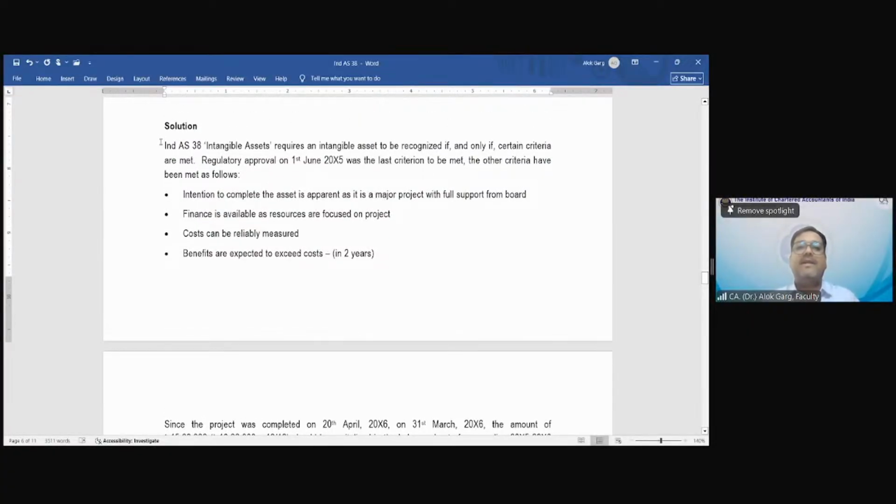Ind AS 38 requires an intangible asset to be recognized if and only if certain criteria are met. Regulatory approval on 1st June was the last criteria to be met. The other criteria have been met as follows. Intention to complete the asset is apparent as it is a major project with full support from the board of directors. Finance is available as resources are focused on the project. Cost can be reliably measured. Benefits are expected to exceed cost in 2 years.